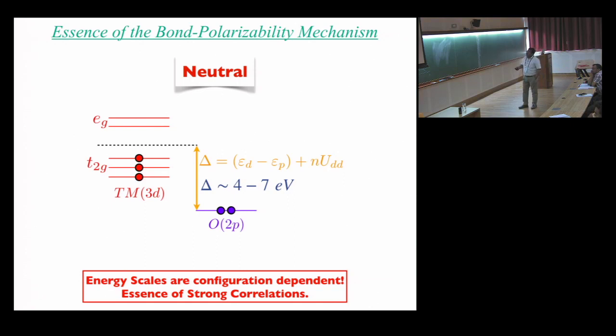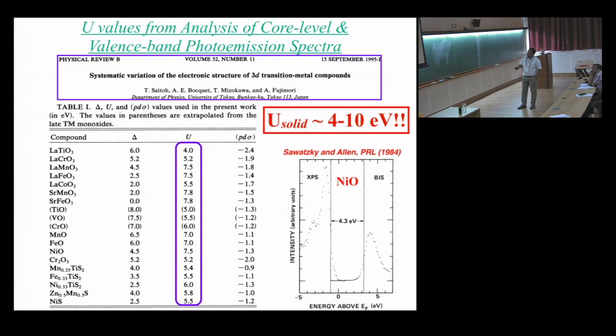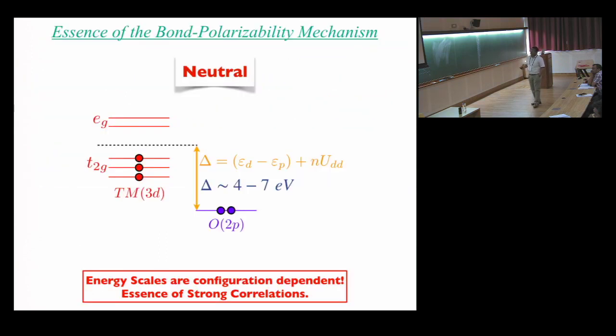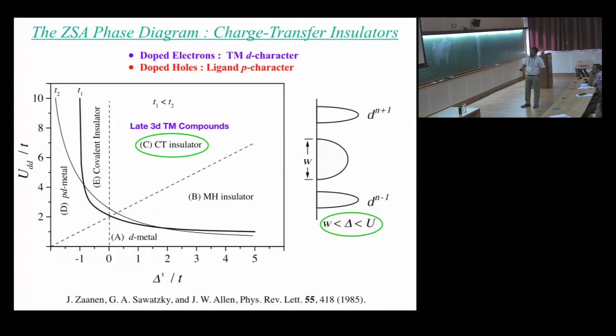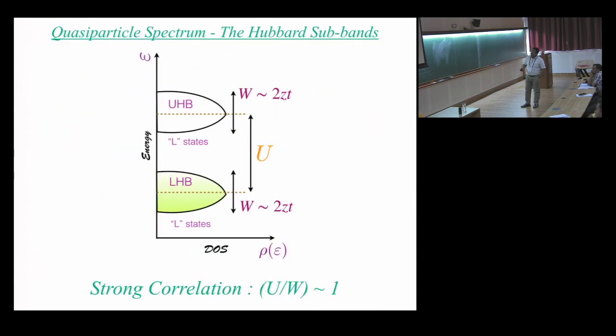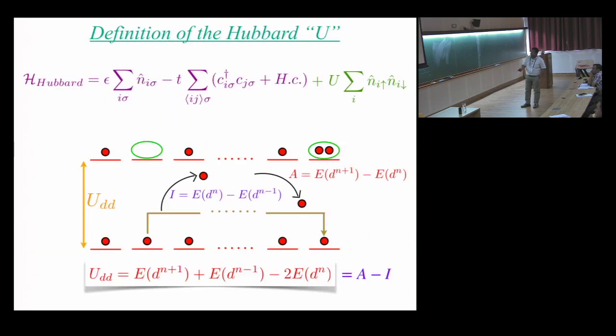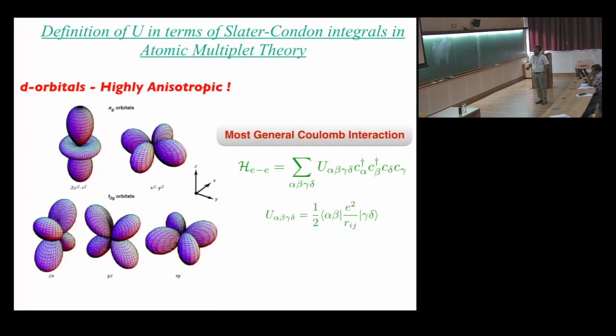Now the oxygen is down below here. Let's take a single level. Oxygen 2p is filled in this system. Now the delta, as you saw from the previous, is of the order of 4 to 7 electron volts. We'll start with that value. So this is the energy of the neutral configuration. There are 3 configurations involved in the definition of the Hubbard U, right? Like I showed here: n plus 1, n minus 1, and the neutral.